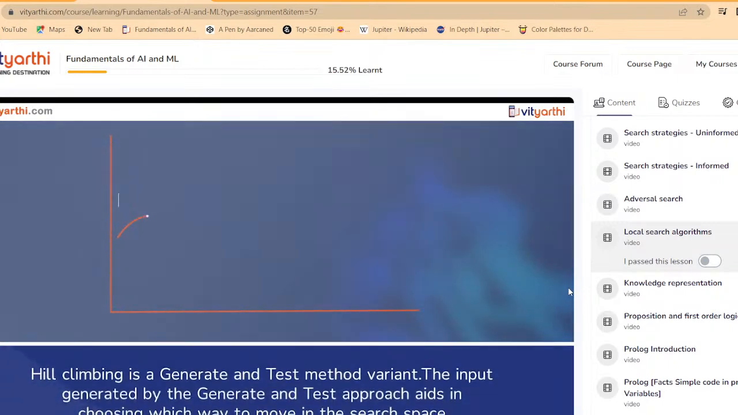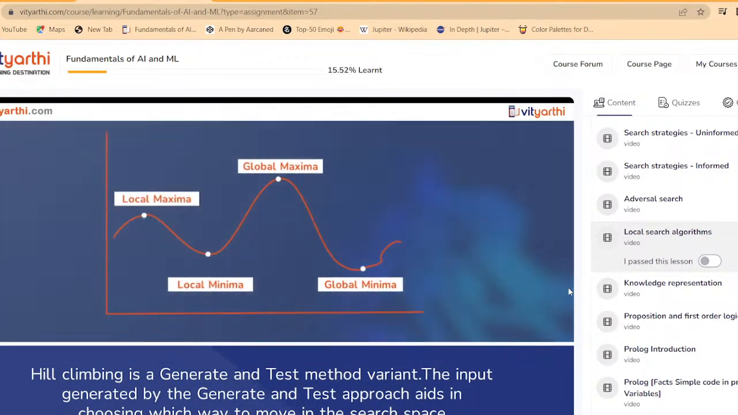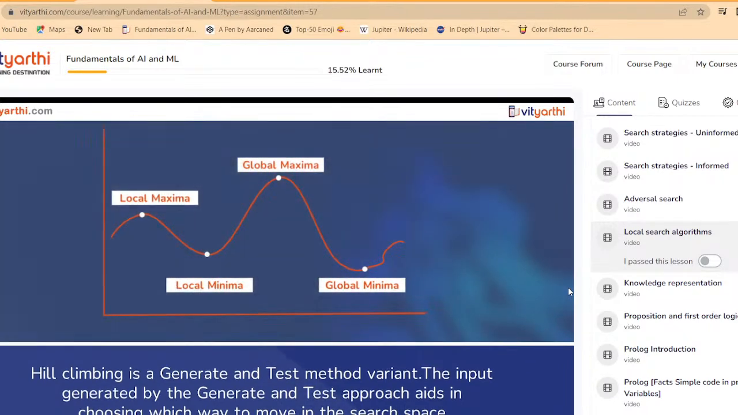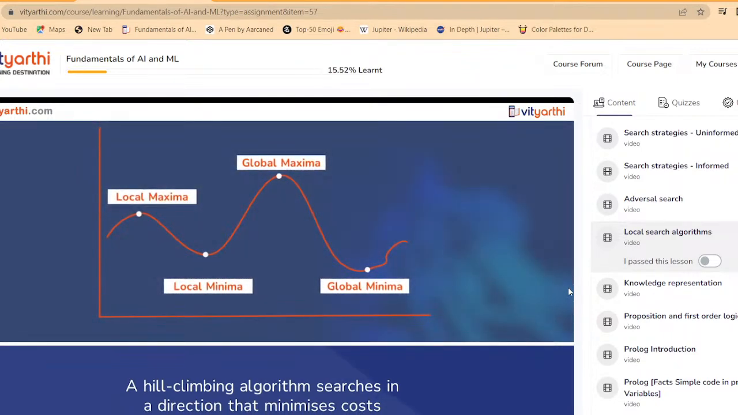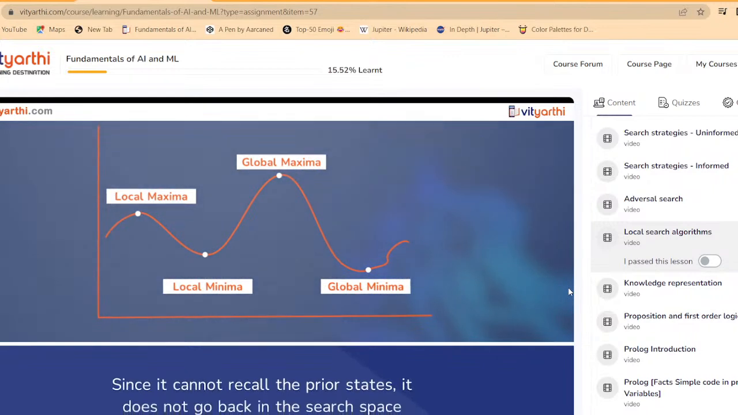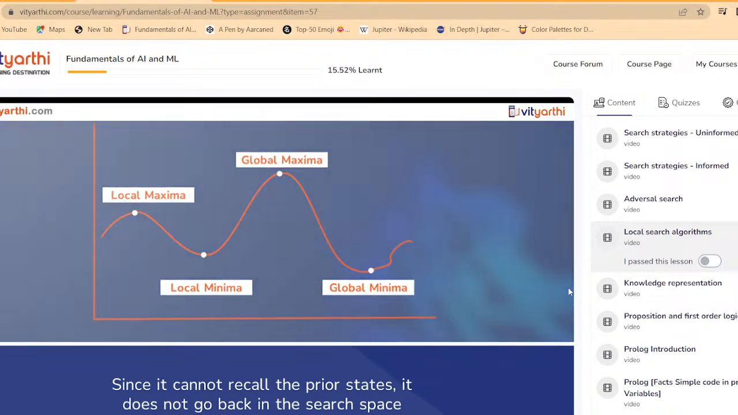Hill climbing is a generate and test method variant. The input generated by the generate and test approach aids in choosing which way to move in the search space. Similarly, a hill climbing algorithm searches in a direction that minimizes the cost, as a greedy approach. Also, since it cannot recall its prior states, it does not go back in the search space, which is called no backtracking.